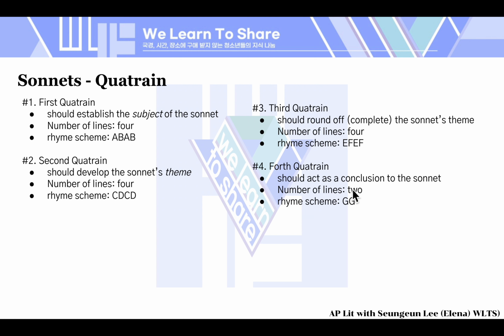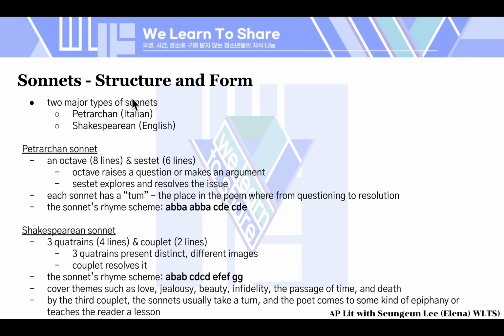And the number of lines is 2, because you have 4, 4, 4, so 4 times 3 is 12, and 14 minus 12 is 2. So the number of lines in the last quatrain, the fourth, would be 2. The rhyme scheme would be G. So at the end of the day, if you go over all of this, the rhyme scheme for the whole sonnet would be A, B, A, B, C, D, C, D, E, F, E, F, G, G, right? Now let's look more at the structure and form.